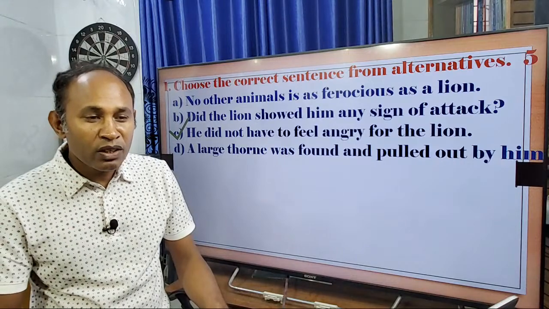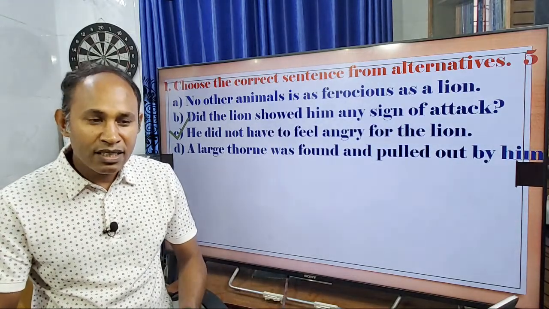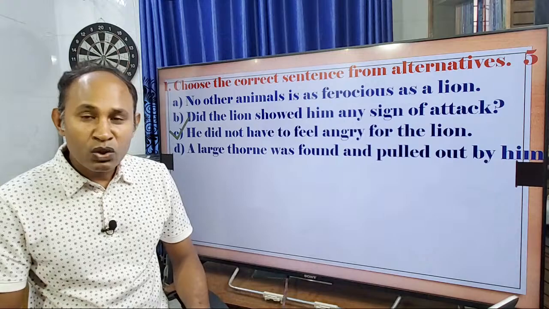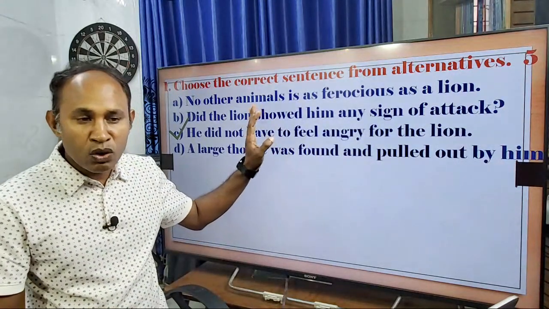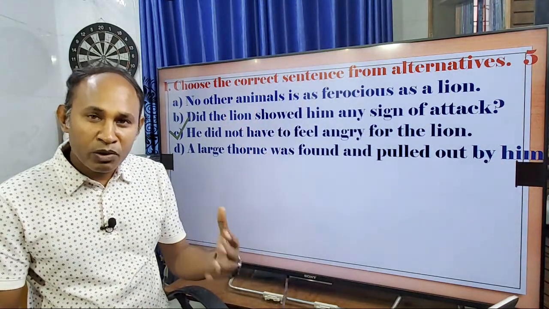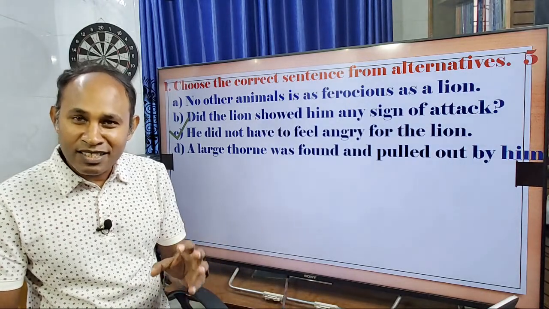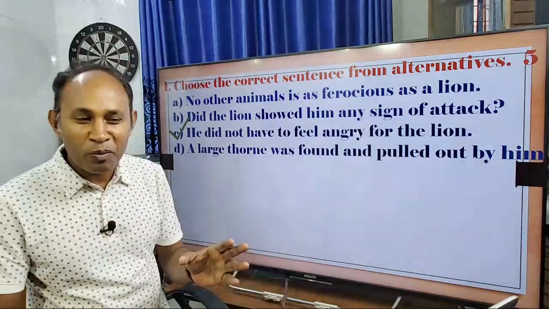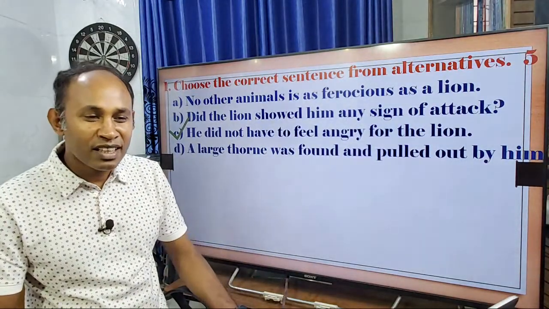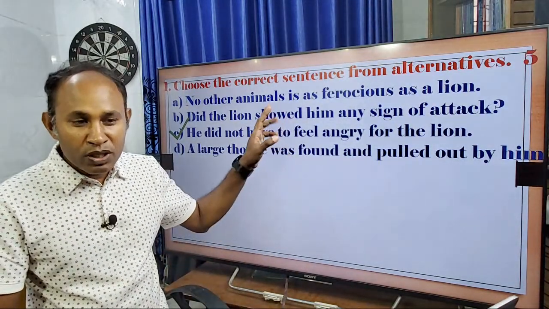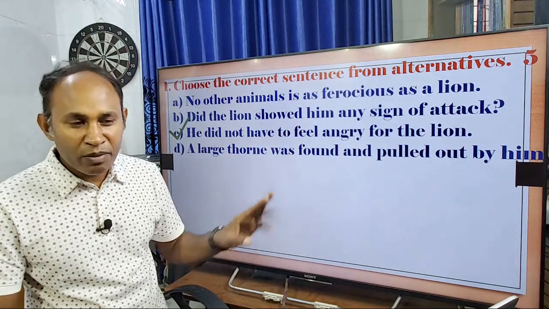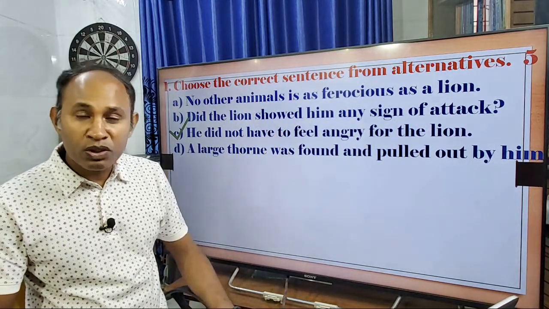So the first one, "no other animals is as ferocious as a lion." In this sentence, this sentence is wrong. Why? Because "no other animals" is plural, and then we cannot use "is". That's why the first answer is wrong, because there is a mistake in the subject verb agreement in the first sentence.